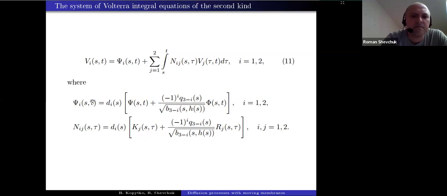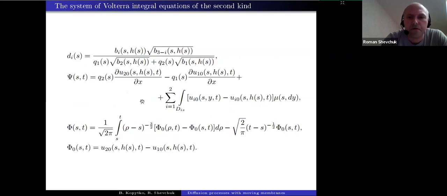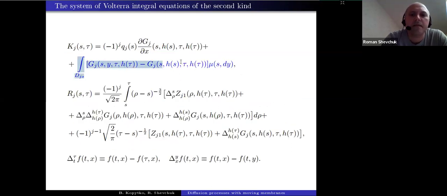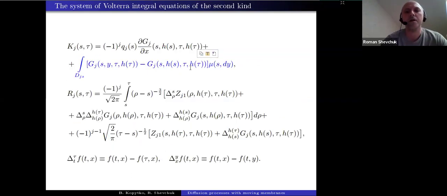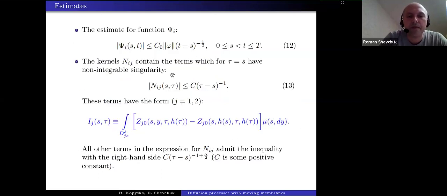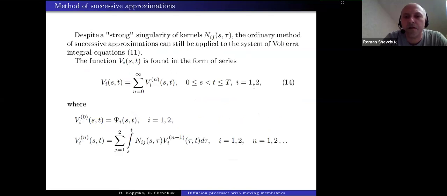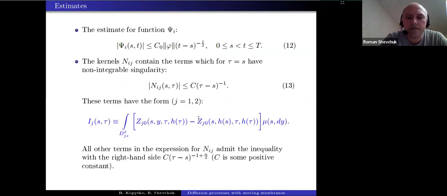We have large expressions for functions psi and kernels Nij, but I want to consider only one term, which is a part of the large expression for kernels Nij, because we have some problems with this term. It doesn't have a weak singularity. So when we tried to estimate it, we obtained the inequality 13.